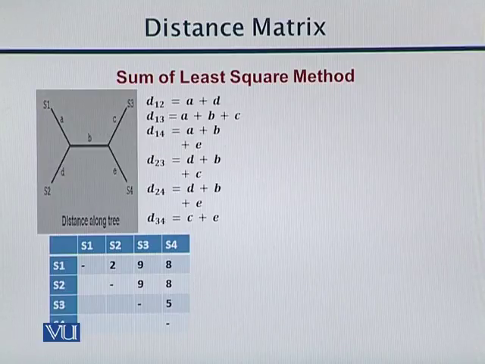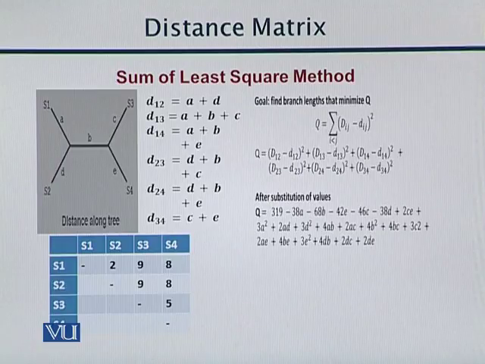Moving on, the unrooted tree for this table would be something like this, where we have S1, S2, S3 and S4, and then there are different parameters. For example, between S1 and S2 there are two branches, A plus D. Between S1 and S3 we have A plus B plus C, and similarly between S1 and S4 we have A plus B plus E. So this distance is shown by d12, d13, d14 and so on.